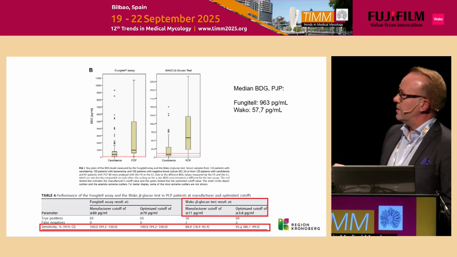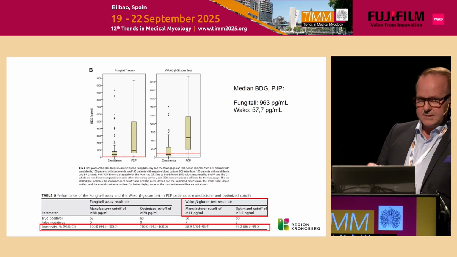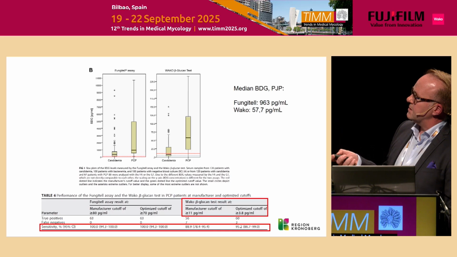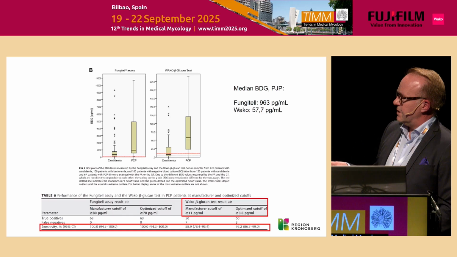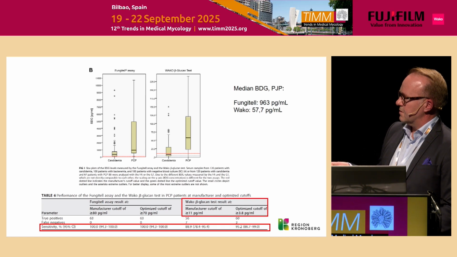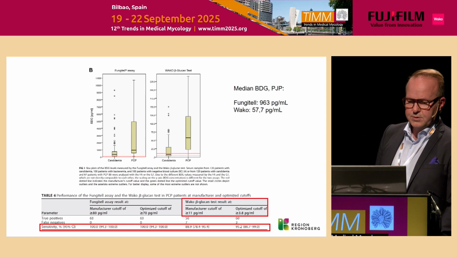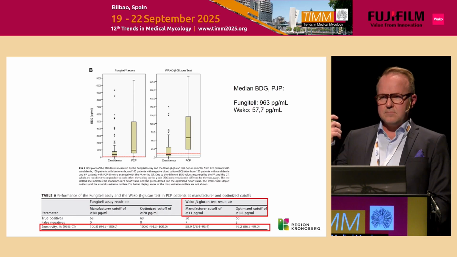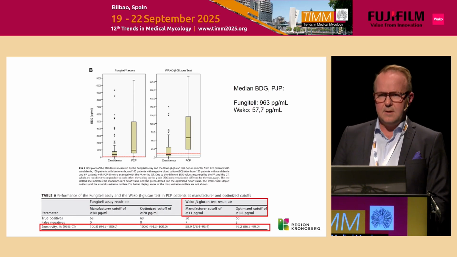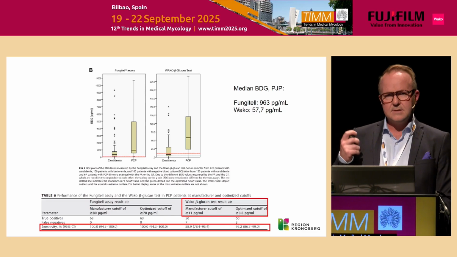For pneumocystis, it looked better. As I said, they had no control, so this graph shows the pneumocystis cases, and these are the candidemia cases. So you see there are quite a bit higher values, and actually both with the suggested cutoff of 11 and the proposed lower cutoff of 3.8, the sensitivity was quite high with Wako. So the conclusion here was that for pneumocystis, both performed well. For candidemia, if you're going to use Wako, you need to lower the cutoff, and still it doesn't perform equally well as Fungitell.